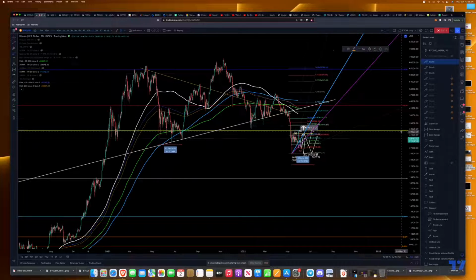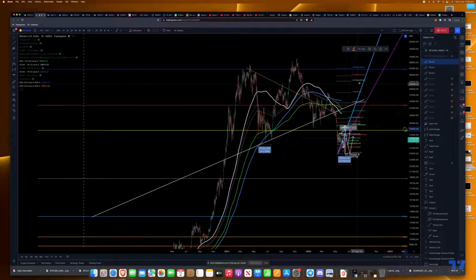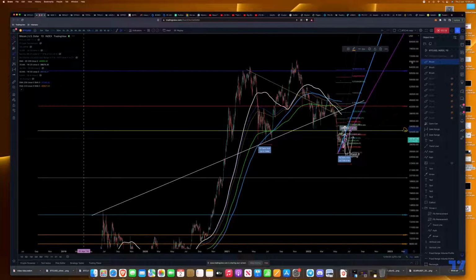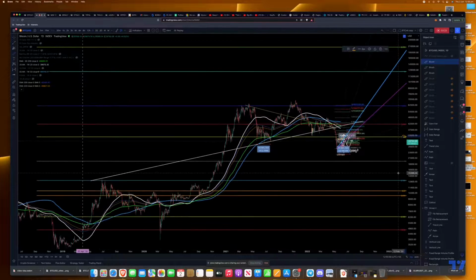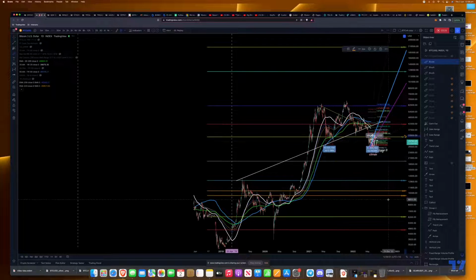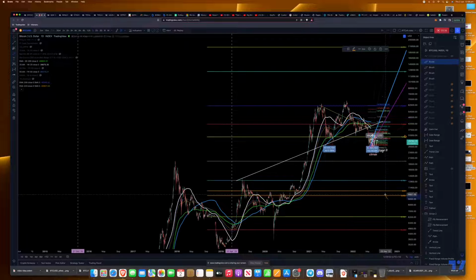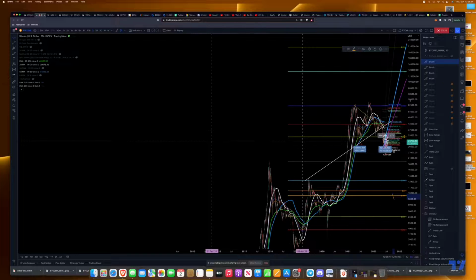That this is a 1.272 extension as well. So it's a strong resistance level. That 1.272 extension is from the bottom on the macro level. So if we were to just go all the way down and look at this big picture, I'm having problems with my mouse at the moment for some reason, so I'm using the tablet pad.